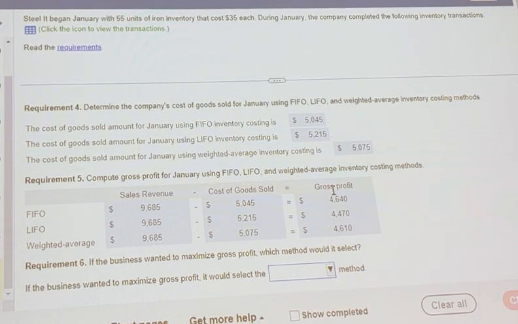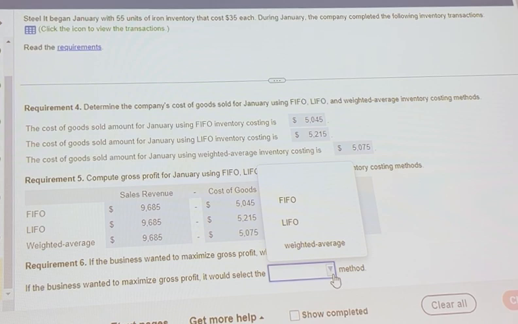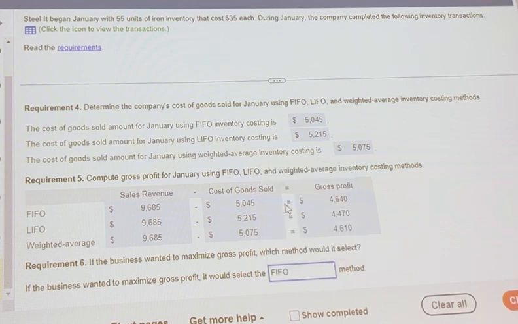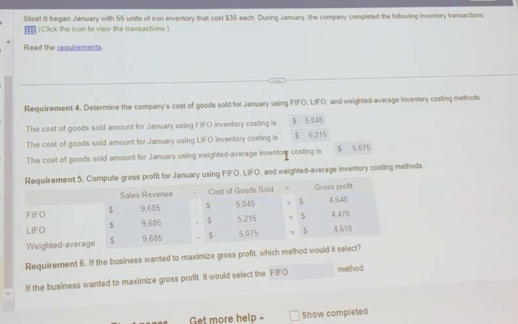Okay, then it says, if the business wanted to maximize gross profit, which method would it select? What do you say? Yeah, FIFO. Correct. Okay. That was it.